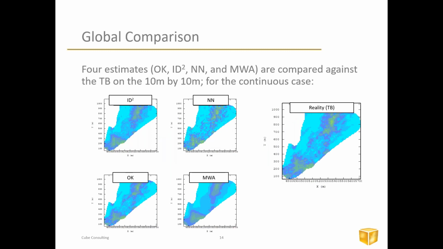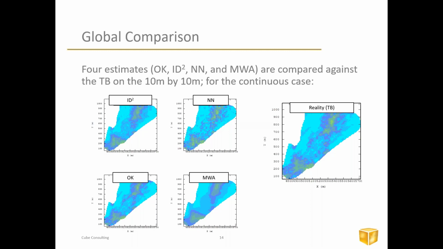So if you do a comparison for a realization on the 10 by 10 grid, what you can see here is nearest neighbor is a bit patchy, a bit erratic. Moving window average, it's super smooth. ID square and ordinary Kriging, well, they're very close to one another, and they're very close to the reality, or the turning bands as well.